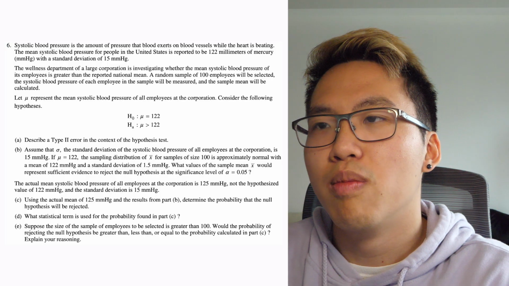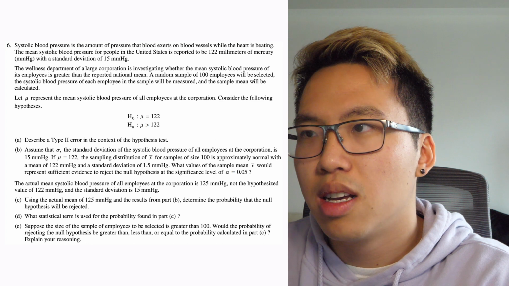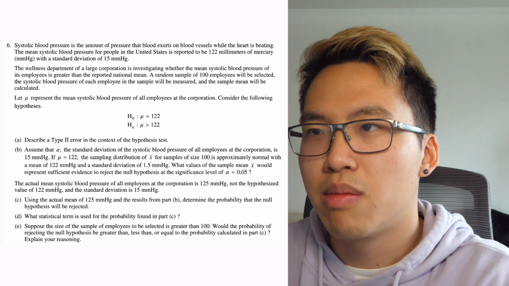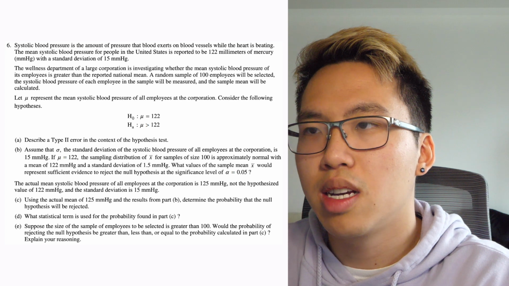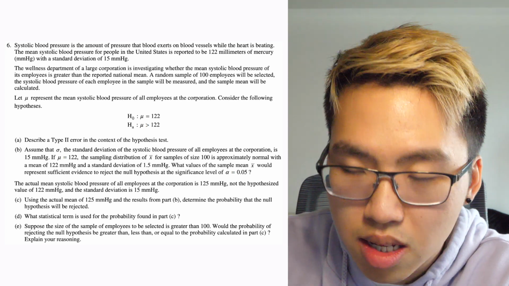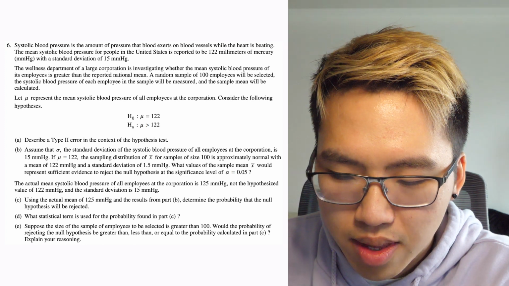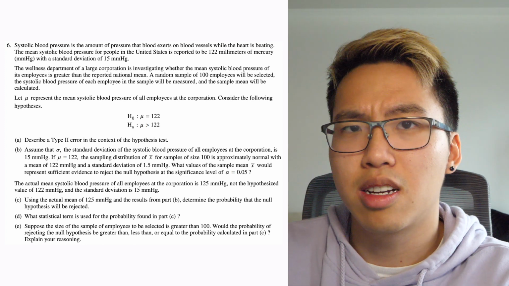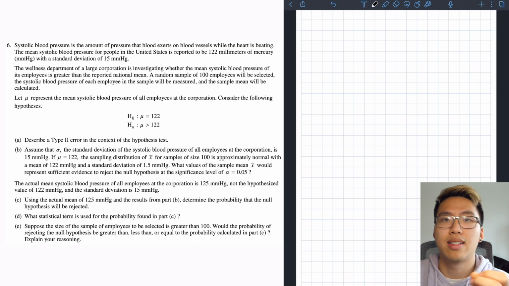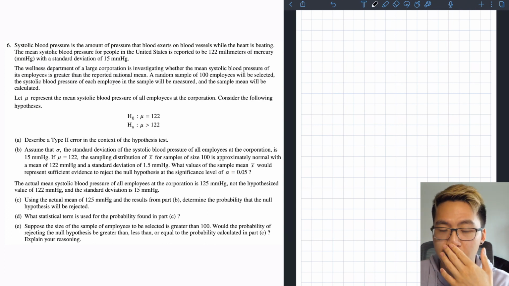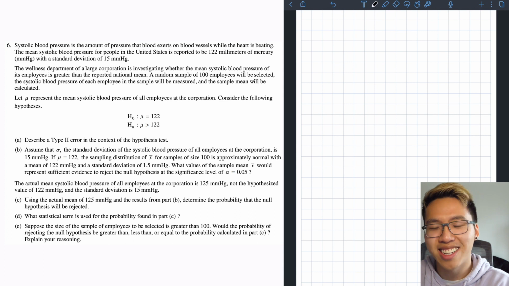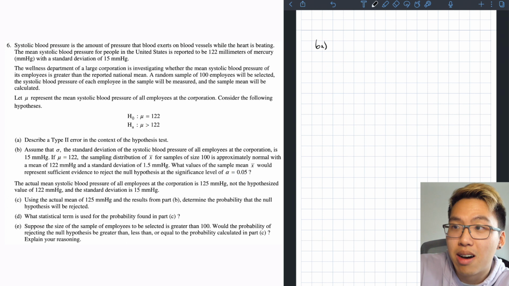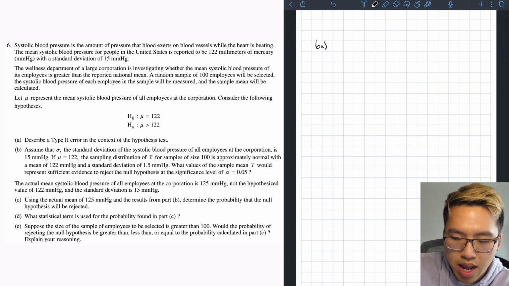Okay, so systolic blood pressure. Okay, amount of pressure that blood exerts on the blood vessels. The mean is 122 millimeters of mercury. Standard deviation is 15. Let's write that out. I always find it a good idea to write out these numbers as I read through the questions, in general, back in my test-taking school days. So let's write all those numbers down, because they may come in handy.